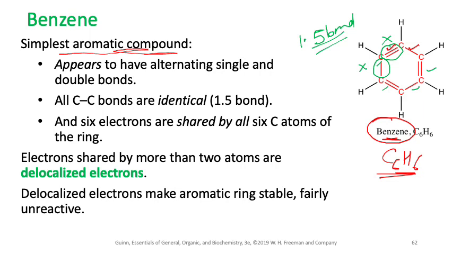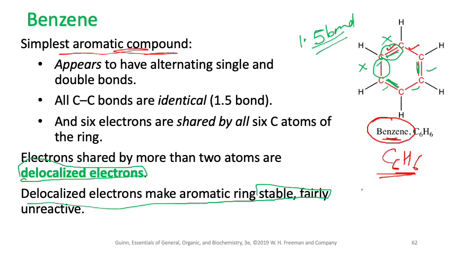It was also seen that for all the 6 electrons, how many double bonds do you have in there? 3 double bonds, and each bond represents 2 electrons, so a total of 6 electrons. It was found out that all the 6 electrons in the double bonds are shared by all the 6 carbons. This kind of sharing we call delocalized electrons. Because of these delocalized electrons, this aromatic ring or benzene ring is stable. And if it is stable, it is not reactive.